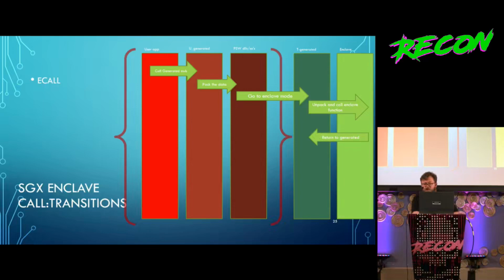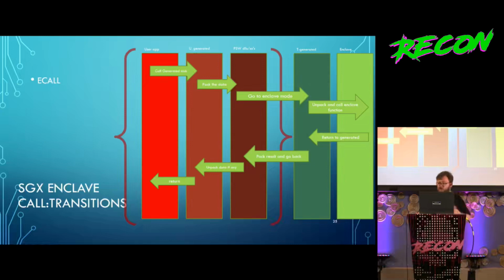After the function ends, it returns to the generated code and makes all the way back, packs all the data, unpacks into the untrusted mode, and returns the control to the user functions. I remind you, all these red-colored things are untrusted.